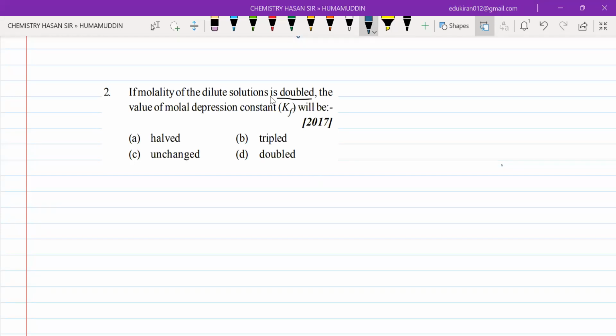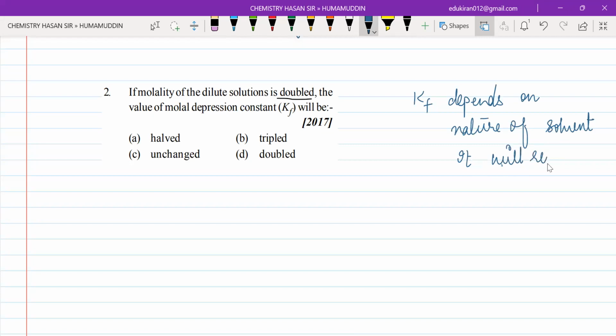See, it's as I told you, this K depends on the nature of solvent. Please do write it also in a note: nature of solvent. So it will remain unchanged. It is constant. Whether you increase the molality or decrease the molality, it will be unchanged. So the answer will be C. Constant it will be. Is that clear?